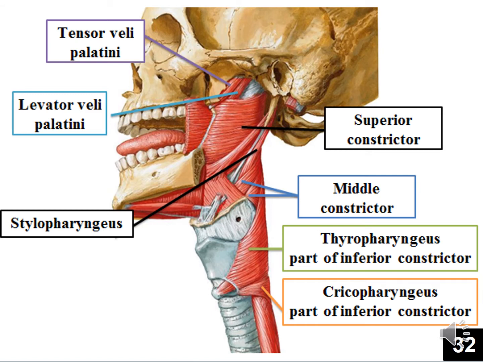Now inferiorly you can see the inferior constrictor واللي هي مقسمة إلى قسمين thyropharyngeus وcricopharyngeus. الcricopharyngeus قلنا تعمل sphincter at the lower part of the pharynx بين الفارنكس والإسوفغاس، وظيفتها prevent the passage of air into the esophagus. بعد البلع هذه تسكر حتى تمنع دخول الهواء.